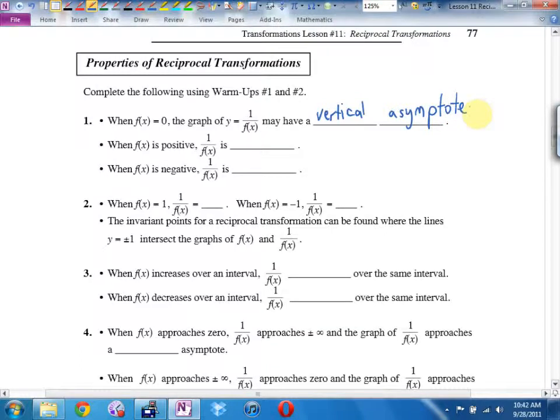An asymptote on a graph is an invisible line that the graph gets closer and closer and closer to, but never touches. Kind of like a guide rail, which is why whenever I can, I'll graph asymptotes first, because it's like giving me railings. Helps to graph the rest of it. Oh, if my original graph is positive above the x-axis, my reciprocal graph is... When I take the reciprocal, does the sign change? No? So if my original is positive, my reciprocal is positive. And if my original is negative, my reciprocal is negative.